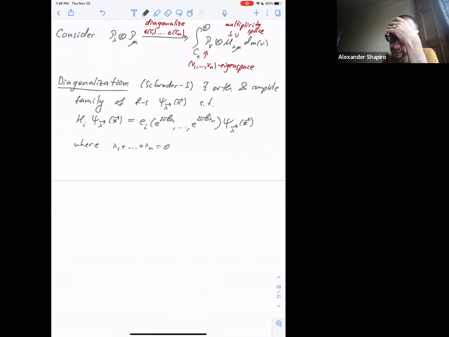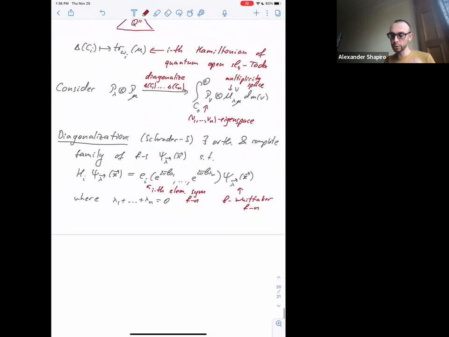So in the SL2 case, this will be just e to the 2 pi b lambda plus e to the minus 2 pi b lambda, right? So this thing here is the ith elementary symmetric function. And this thing is what people call the b-Whittaker function, a kind of quantum analog of the Whittaker function for the universal enveloping algebra.